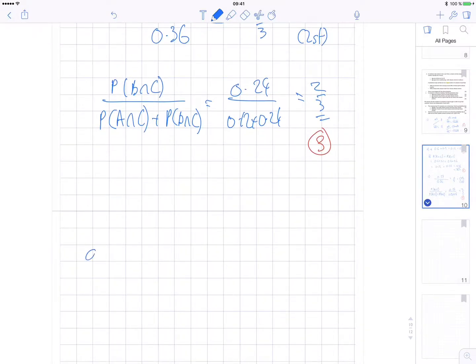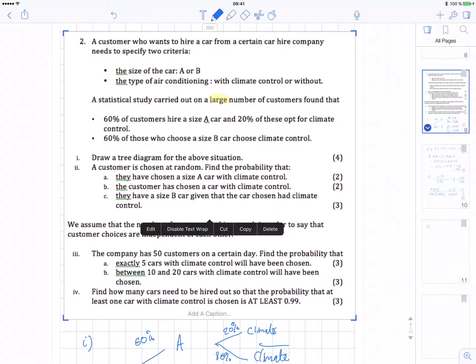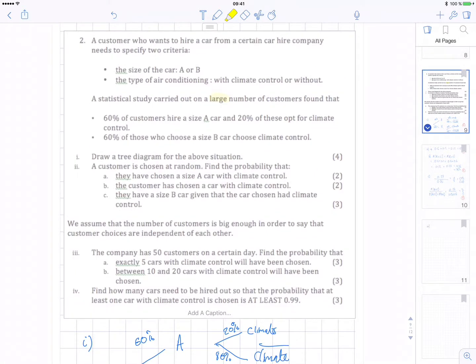Part D. Oh, I apologize again. Let's go for part 2. No, part 3 even. We assume that the number of customers is big enough in order to say that the customer choices are independent of each other. Okay, definitely we're looking at this phrase here.